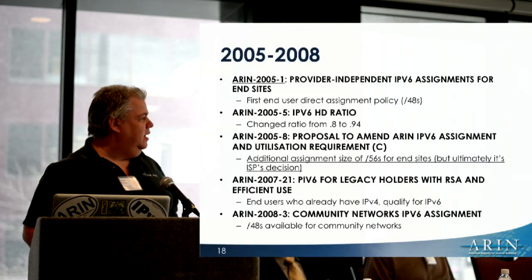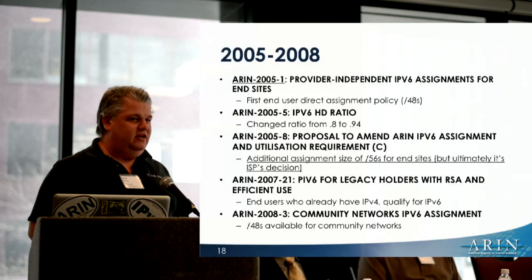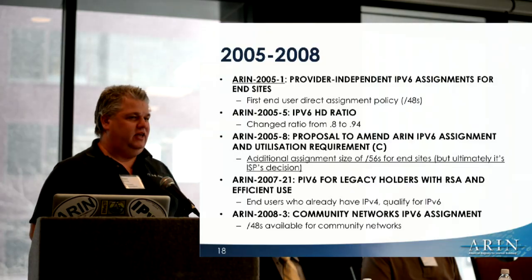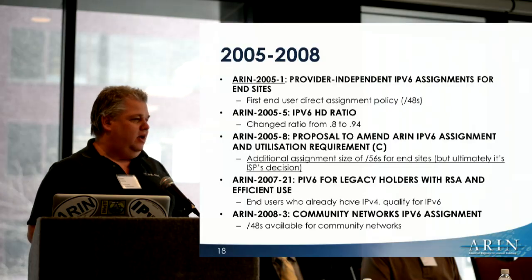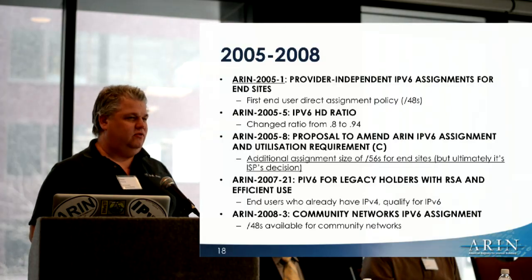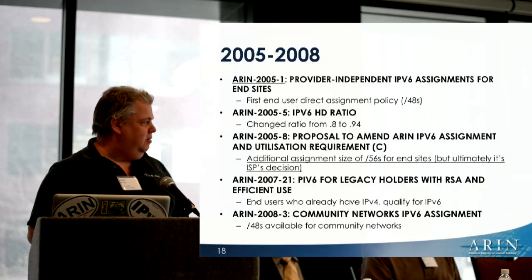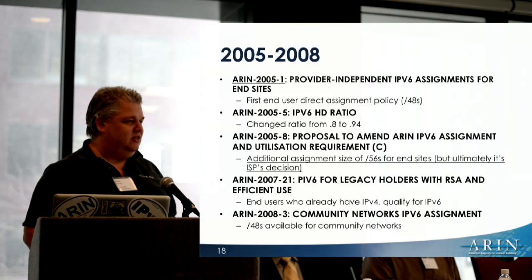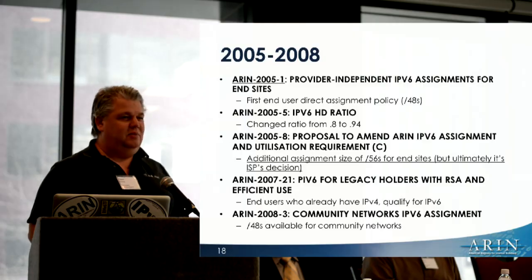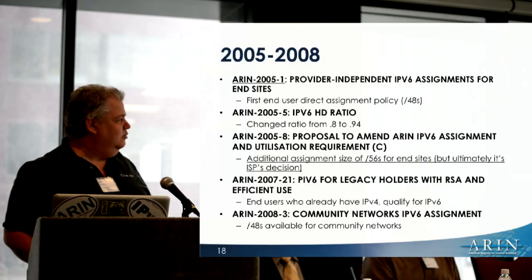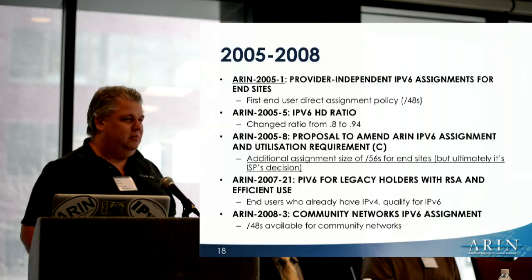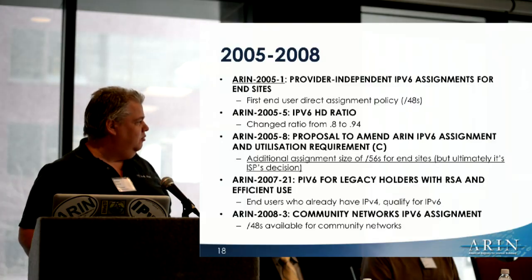2005-1, provider independent IPv6 assignments for end sites. This was the first policy in the world that actually allowed for end users to get direct assignments from regional internet registries of IPv6 space. And the particular reason that Einar's handing the slide off to me at this point is that is a policy proposal that I wrote back in those days, and was not too far after my beginnings of being involved in ARIN. I think I'd been involved in ARIN about 2 or 3 years by that point.